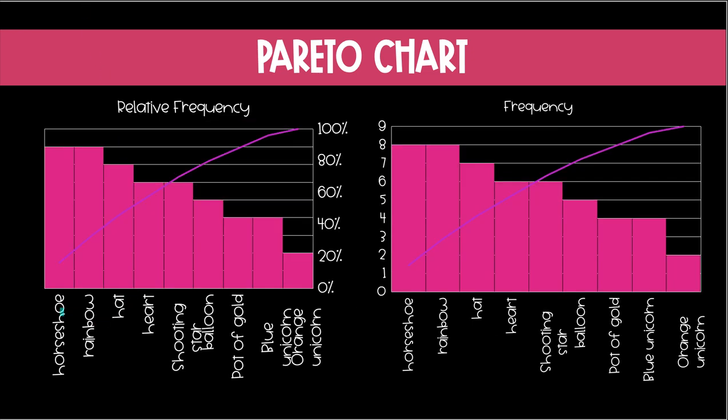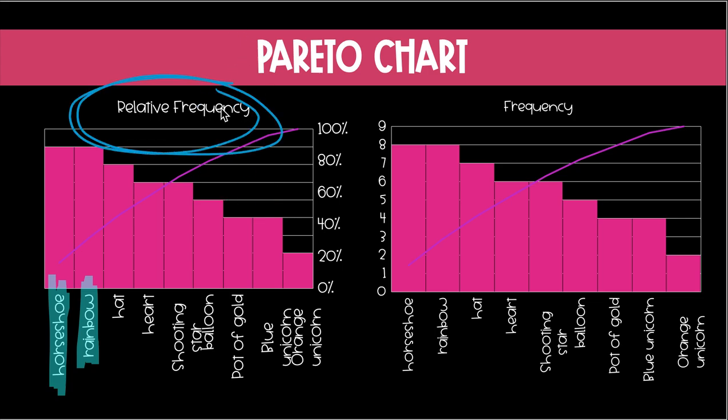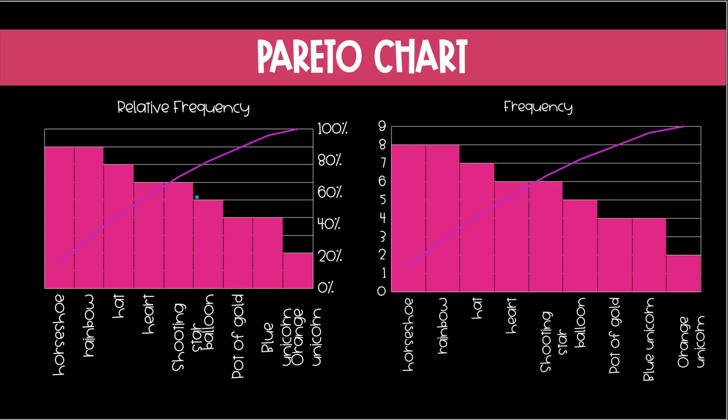Notice how the categories with the highest frequency are first, and then we keep on drawing them from greatest to least. It could be a relative frequency Pareto chart, or it could be a frequency Pareto chart. Notice how in this case we have it in percentage form and not in decimal form. Again, you could also have a Pareto chart that is horizontal. They don't have to be vertical all the time.